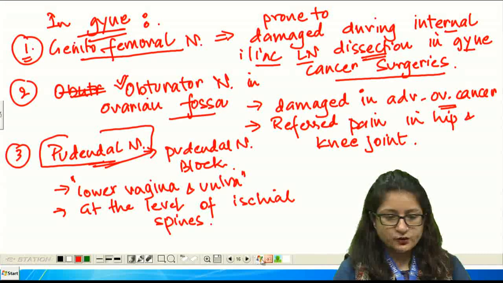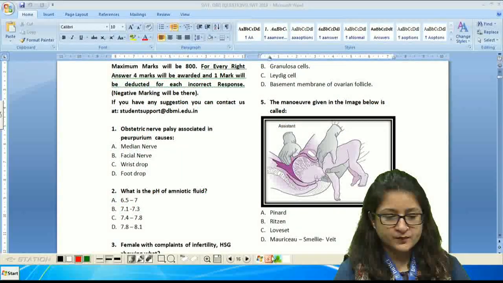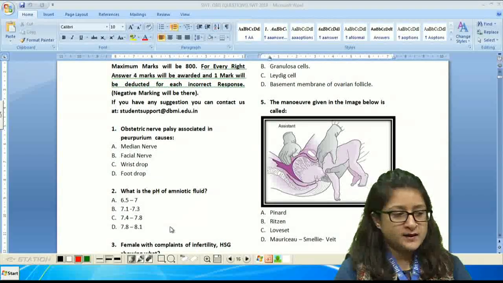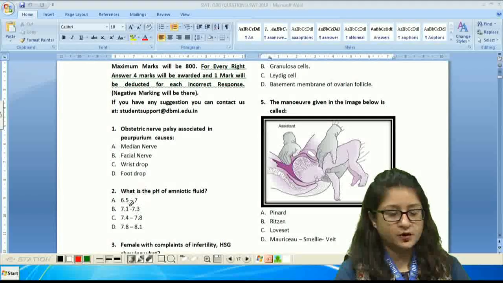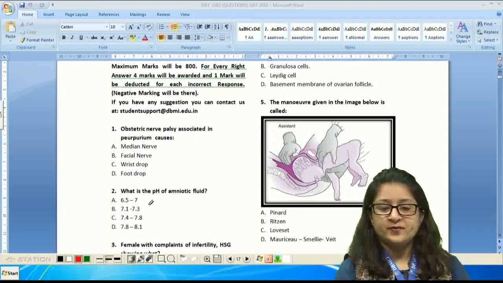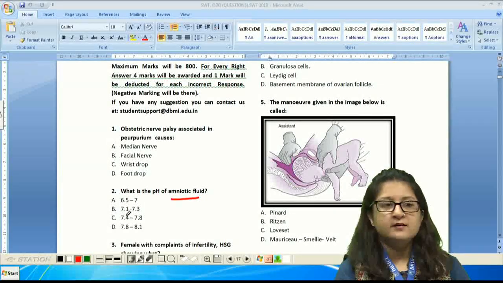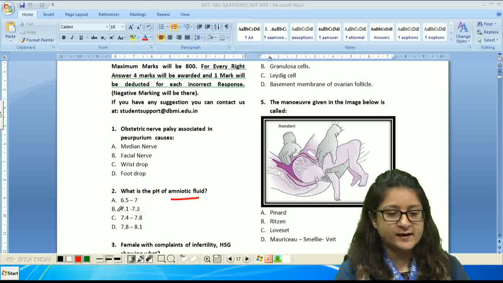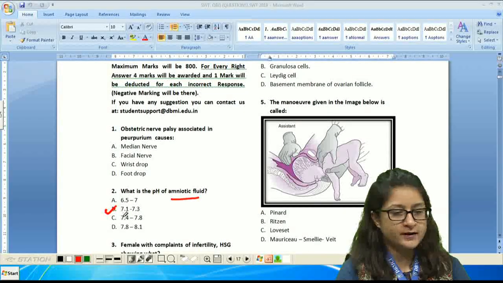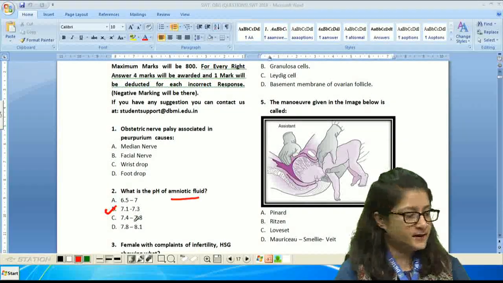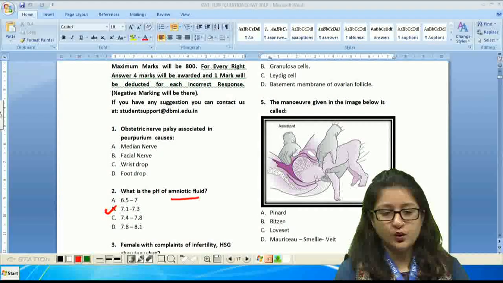Now let us go through question number 2. What is the pH of the amniotic fluid? Now the pH of the amniotic fluid here is, we know that it is alkaline, and even in alkaline it is more towards the neutral side. It is not excessively alkaline, so 7.1 to 7.3 is the correct answer of question number 2.